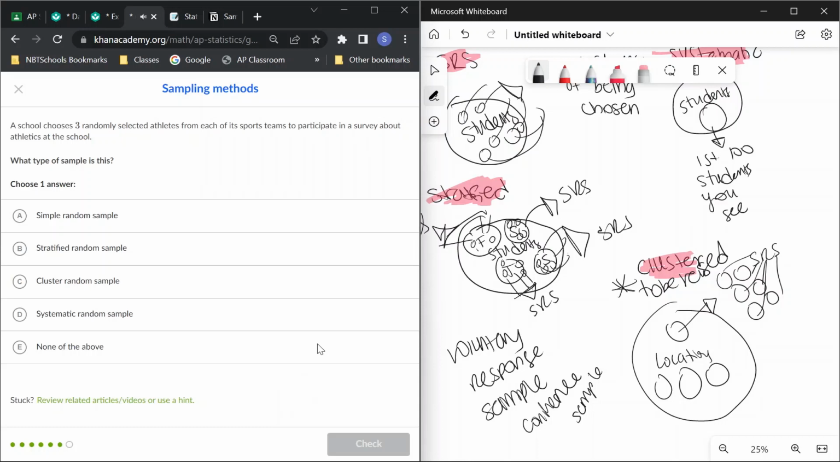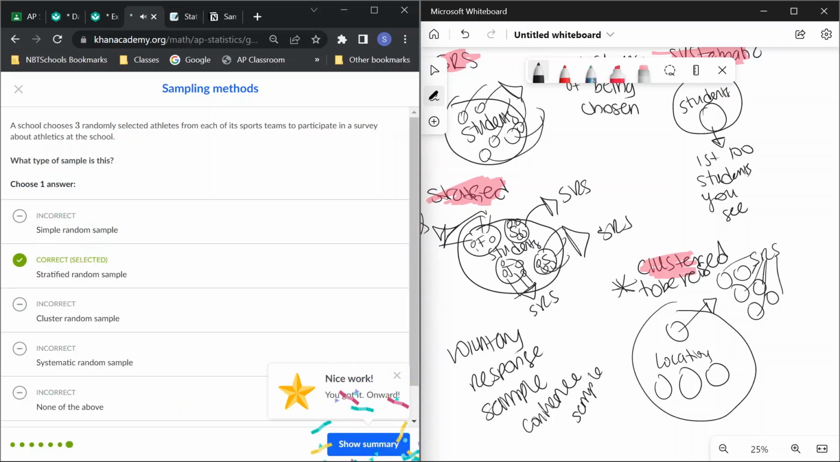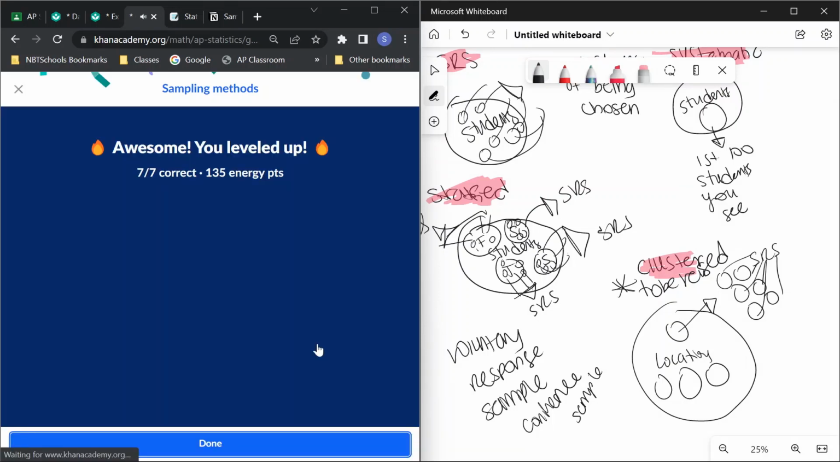A school chooses 3 randomly selected athletes from each of its sports teams to participate in a survey about athletics at the school. Stratified, because each of the sports teams is a stratum, and from each stratum you take a sample.